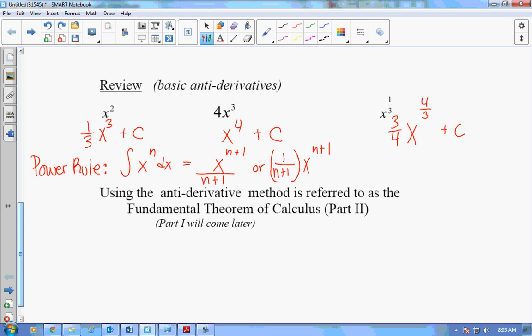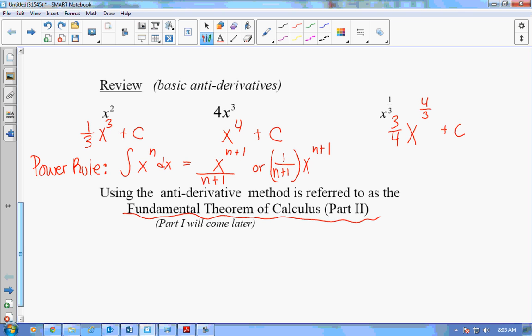Now, today we're going to talk about the fundamental theorem of calculus. There are two parts. Today we're doing part 2. Next time we'll talk about part 1. Using the antiderivative method is referred to as the fundamental theorem of calculus. It is the reverse of just the derivative, so that's what we call it, the antiderivative.